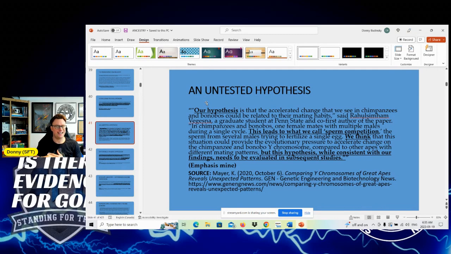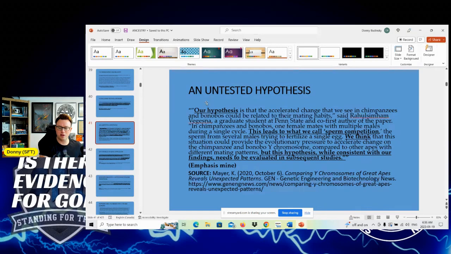The original 2010 paper, I believe it was, talks about how divergent these Y chromosomes are between humans and chimpanzees. They suggest faster rates of gene conversion. But nonetheless, the authors themselves admit, they say, we think that this situation could provide the evolutionary pressure to accelerate change on the chimpanzee and bonobo Y chromosome. But this hypothesis, which is what I've been saying for years, and they're admitting here, while consistent with our findings, needs to be evaluated in subsequent studies.